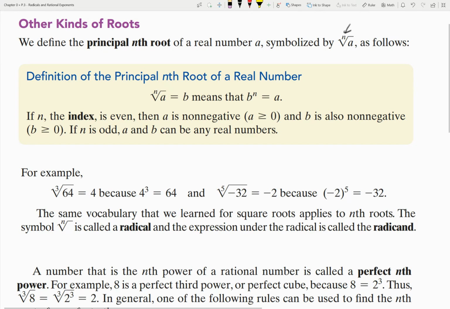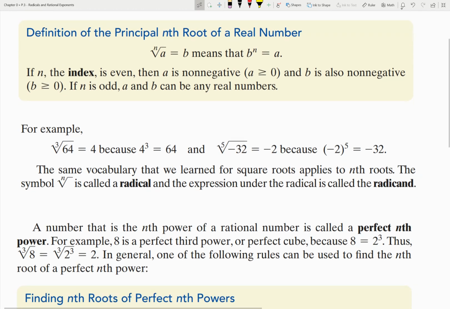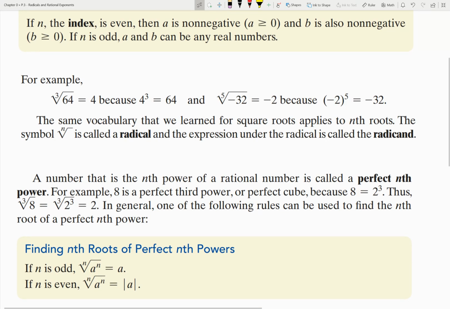Okay? So if n, the index, is even, then a has to be non-negative. And if it is odd, it can be any real number, because you are allowed to take the odd root of negative numbers, because a negative times a negative times a negative is a negative. So the cube root of 64 is 4, because 4 to the third is 64. And the fifth root of negative 32 is negative 2.